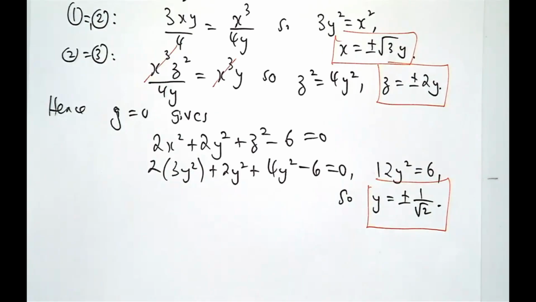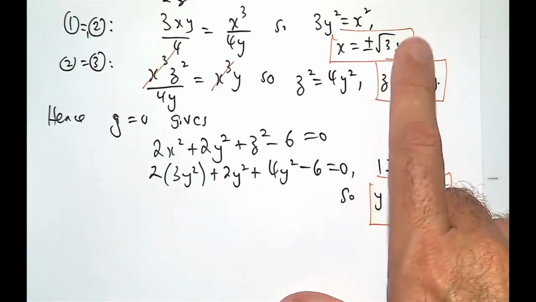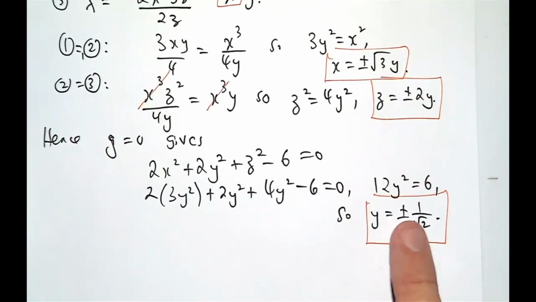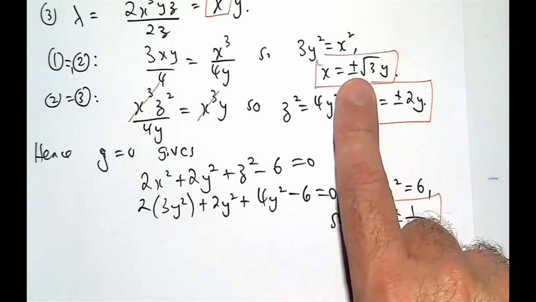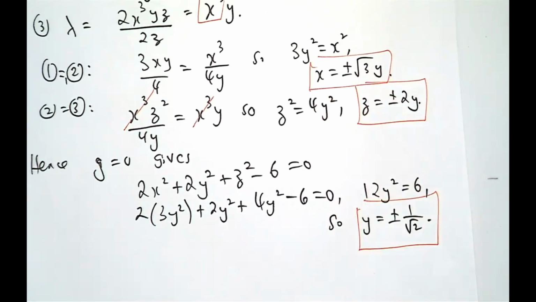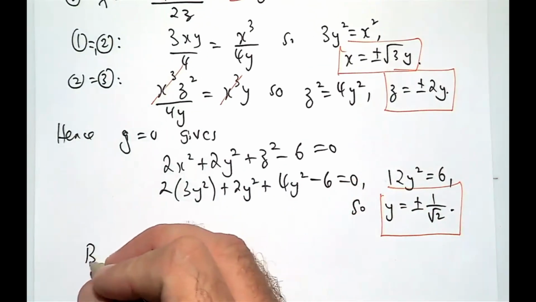Now we can go back to our earlier working and find x and z values from the boxes. So if y equals positive 1 on root 2, x is going to be positive root 3 times 1 on root 2. If y is negative 1 on root 2, x is going to be negative root 3 times 1 on root 2. Okay, so we're going to back substitute.